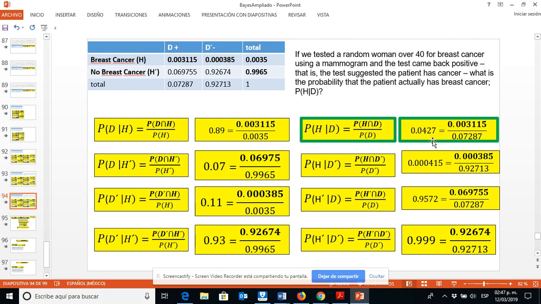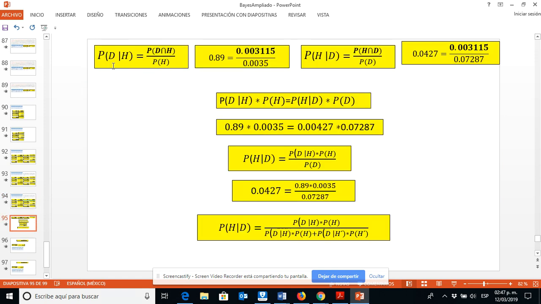Now we continue with our analysis. Since we take the probability of D given H is 0.89, but the probability the other way around of H given D is 0.0427. What these probabilities have in common is the numerator. So if the numerator, that is the joint probability of D and H, or H and D, is the same, we can use the equivalence to say that the probability of D given H multiplied by the probability of H equals the probability of H given D multiplied by the probability of D.